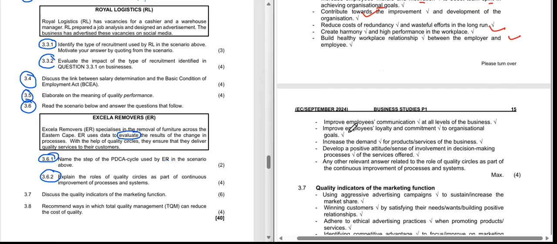Okay, so we have plenty of them here. Go through them. They just needed 4 here, and then you would get your 4 marks.